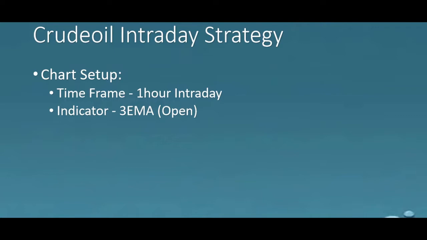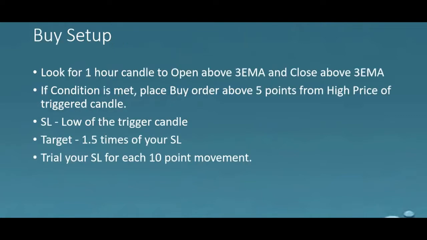After that, the buy setup is to look for the 1 hour candle to open above the 3 EMA and close above the 3 EMA. The same candle should open above that 3 period EMA and close above the 3 period EMA. If this condition is met, place the buy order 5 points above the high price of the triggered candle.